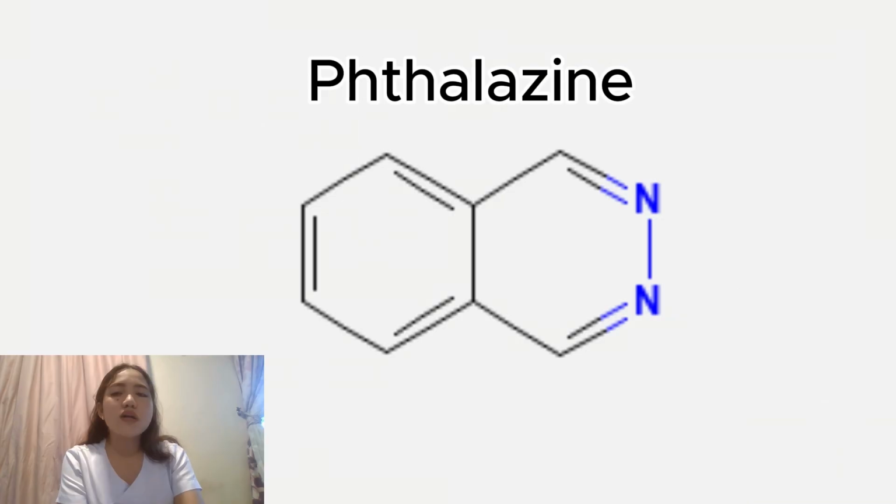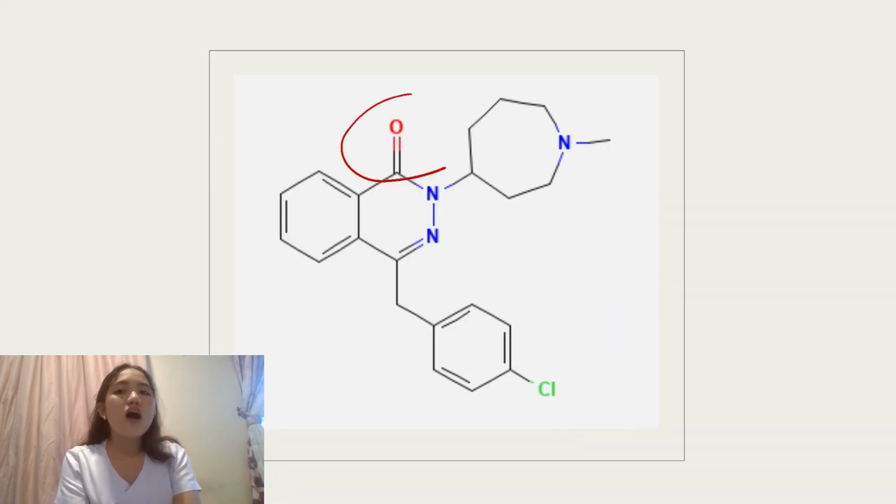Phthalazine core: the phthalazine structure provides a stable framework for azelastine, allowing it to effectively interact with histamine receptors. This core structure is essential for its classification as an antihistamine. Oxo substituent: the oxo group at the 1 position enhances the compound's ability to form hydrogen bonds with the receptor, improving binding affinity and selectivity for H1 receptors over H2 receptors.